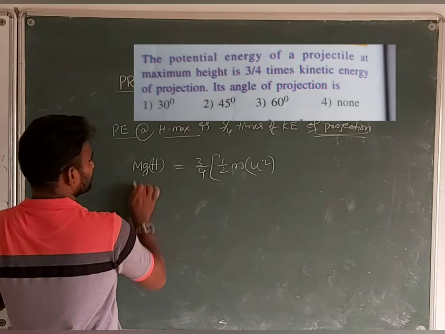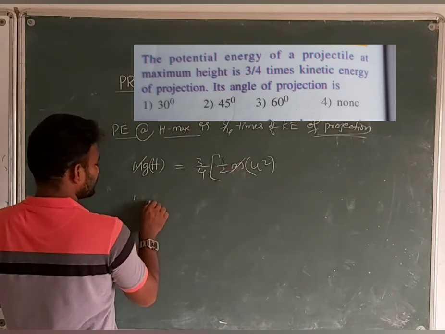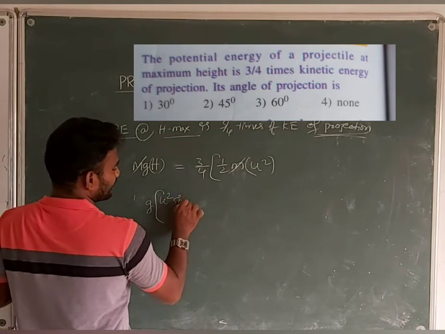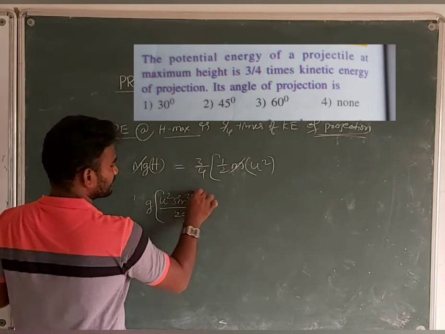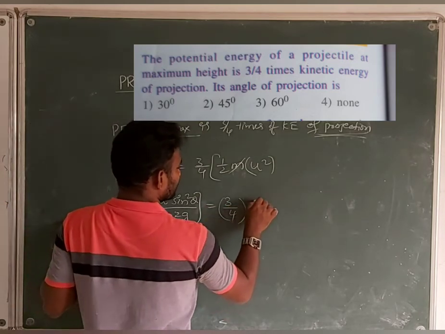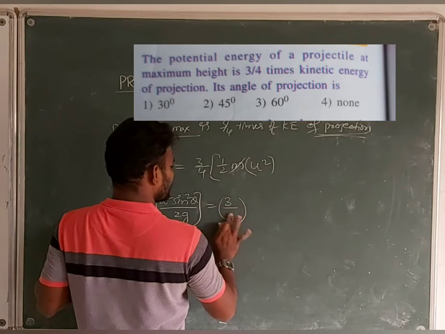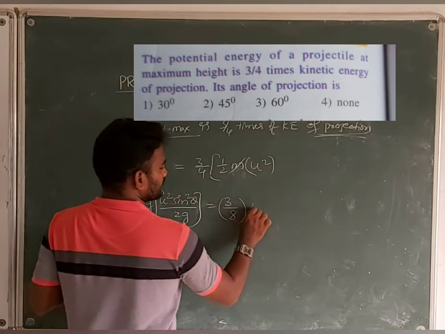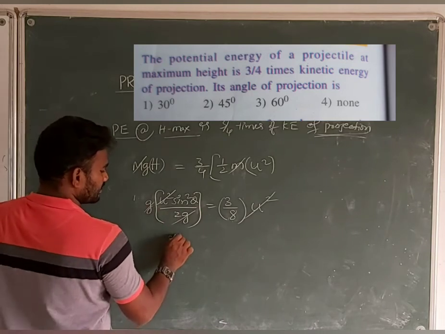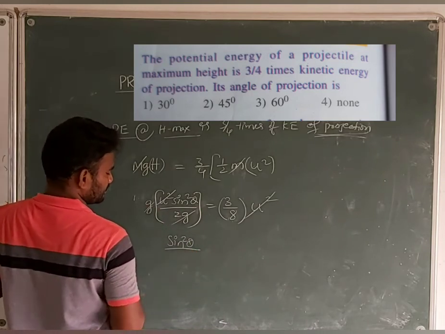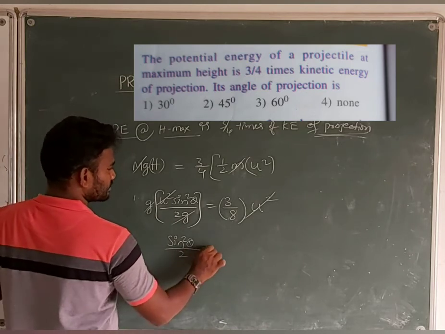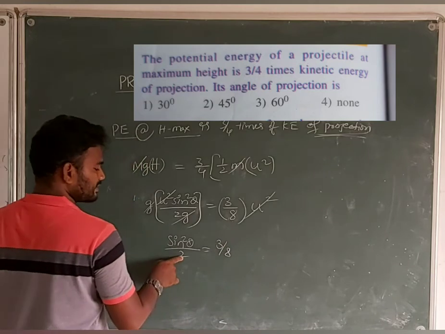Now m will get cancelled. Now gh is equal to, gh means what is the formula for h? U square sine square theta by 2g is the formula for h, students, is equal to 3 by 4 times 1 by 2. 3 by 4 times 1 by 2 means 3 by 8 you will be getting here. 2 into 4, 8. U square will get cancelled. G will get cancelled. Sine square theta by 2 is equal to 3 by 8. Send this 3, that's it.